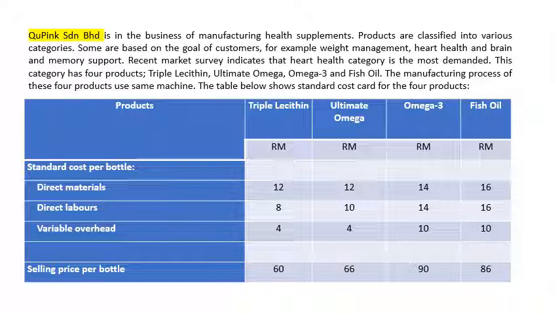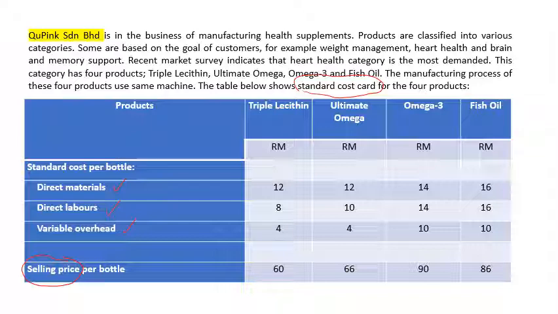A recent market survey indicates that the heart health category is the most in demand. This category has 4 products: triple lecithin, ultimate omega, omega-3, and fish oil. The manufacturing process of these 4 products uses the same machine. The table below shows the standard cost card for the 4 products. This is the standard cost card. It gives us information regarding selling price, direct material, direct labor, and also variable overhead.